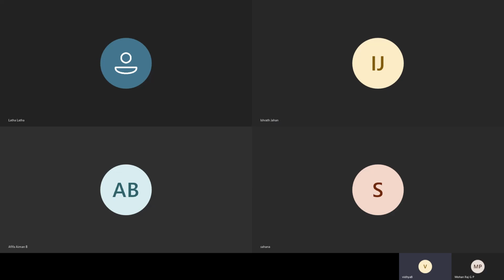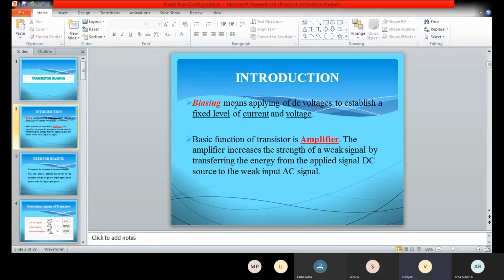Biasing. Biasing means applying DC voltage to establish a fixed level of current and voltage. Why do we need biasing? The basic function of a transistor is as an amplifier. The amplifier increases the strength of a weak signal by transferring the energy from the applied DC source to the weak input signal.